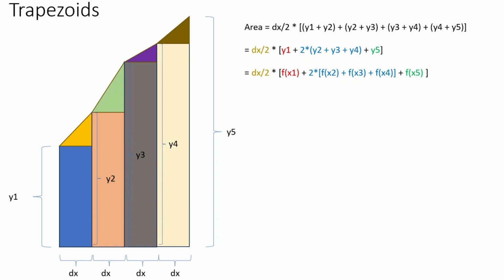Knowing that certain terms are repeating again and again, we collect them together and list them down like this. y1 and the last term, y5, are the only terms which do not repeat, so we put them separately. y1 comes here, y5 comes here, and all the terms which are repeating twice are summed together and multiplied by 2. In this manner, we can calculate it, and obviously we have to multiply it by dx divided by 2, which is common to all these terms.